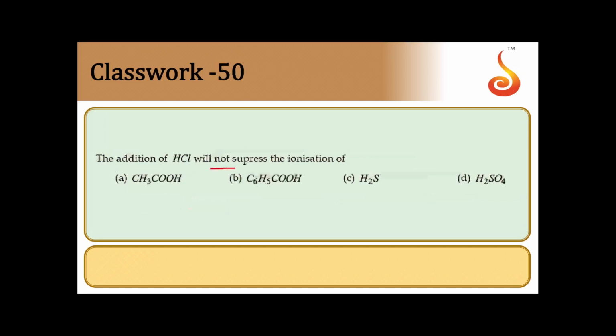Next one. Addition of HCl will not suppress ionization of. When you add a strong electrolyte, it will suppress only the ionization of weaker electrolytes. So HCl can suppress the ionization of acetic acid, benzoic acid, H2S, but not sulfuric acid because it is a stronger acid. So the answer is H2SO4. The ionization of H2SO4 cannot be decreased by addition of HCl because this molecule is also a stronger acid. So the option is D. D is the answer.